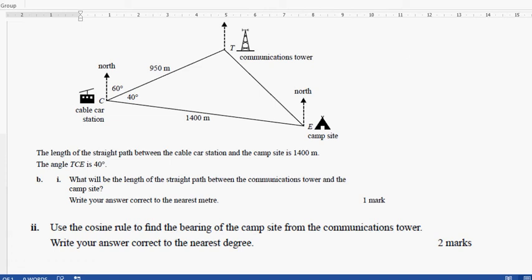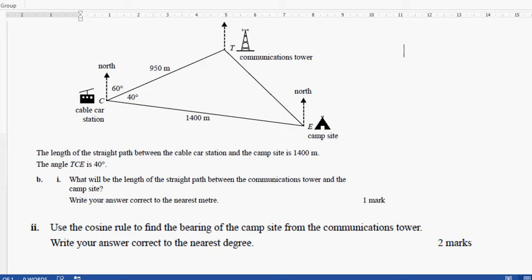Now this question has been taken from the 2015 Further Maths Exam 2 paper, and this is a question on geometry and measurement. Okay, well, you can pause this video and try to do this yourself. Hopefully you have read the question.